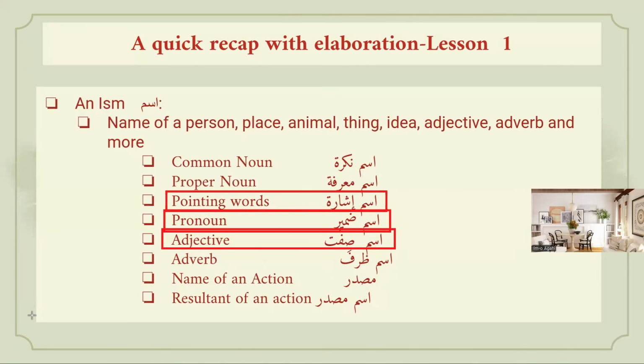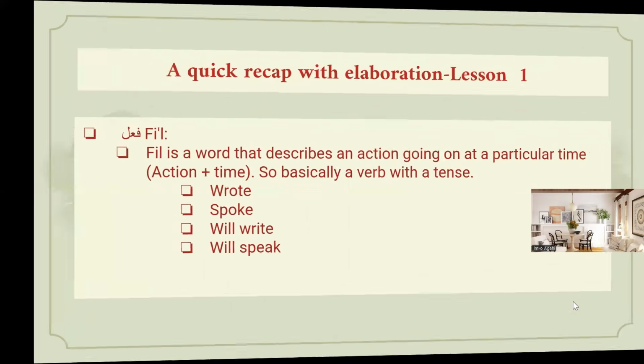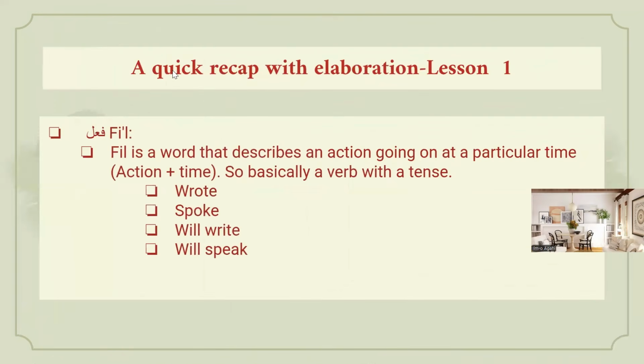You don't have to be very specific about this, but just to have an idea that in ism there are different types of words, like common noun, proper noun. Then there are pointing words, ism ishara, pronouns, adjectives. So these are ism. Fail. We are just doing a quick recap of what we learned in the first part of this video, and we are doing a quick recap with elaboration.